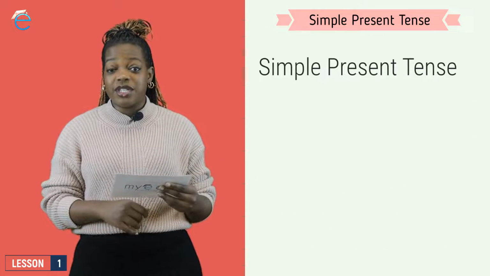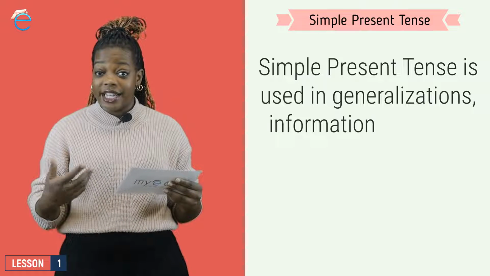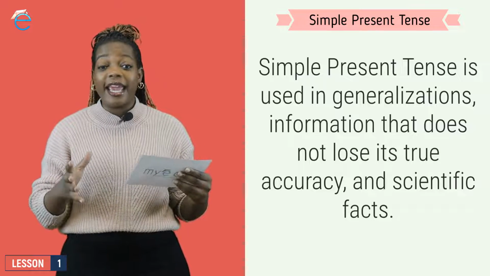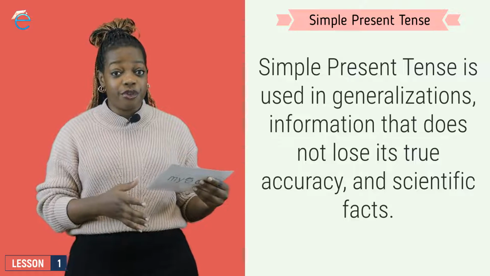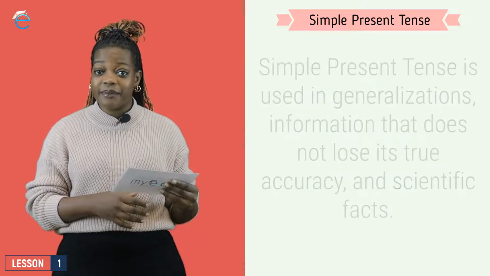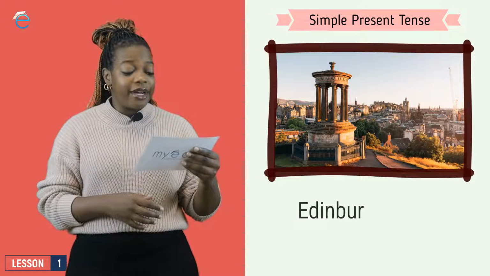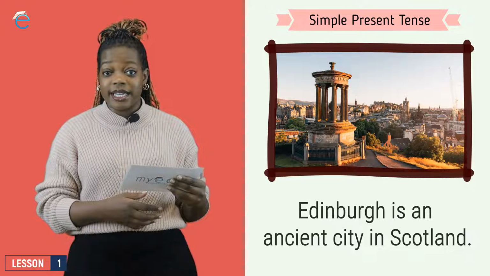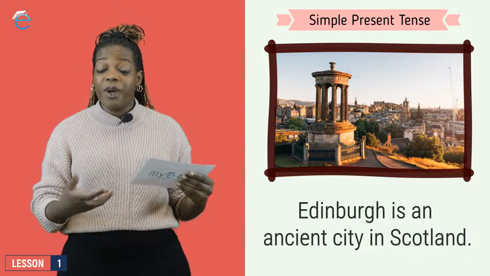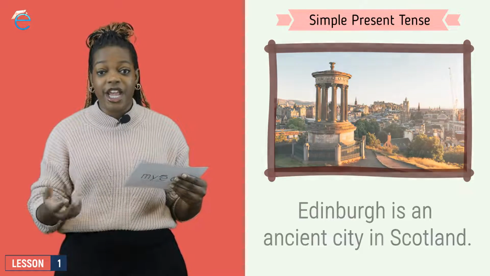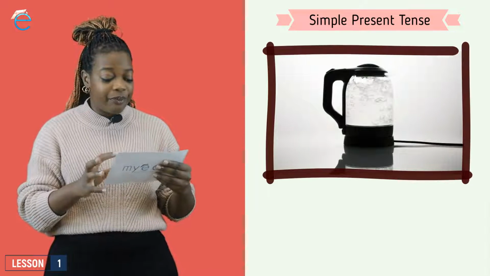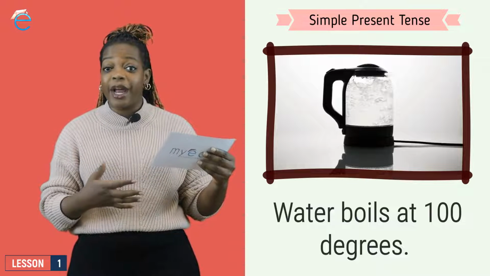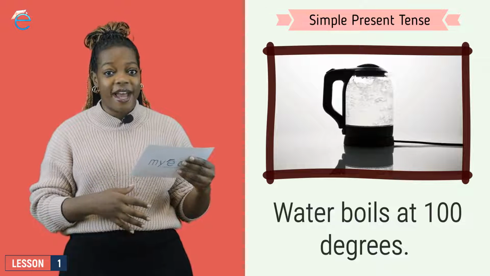We also always use the simple present tense for generalizations, information that doesn't change, meaning information that is always true, and scientific facts. For example, Edinburgh is an ancient city in Scotland. Edinburgh being an ancient city is information that is always accurate. It doesn't change. Another example, water boils at 100 degrees. Water boils at 100 degrees is a scientific fact.